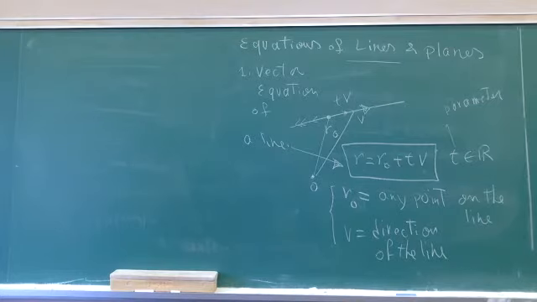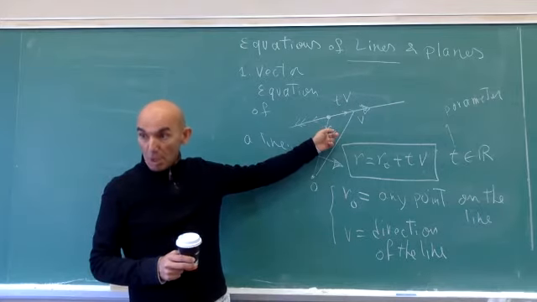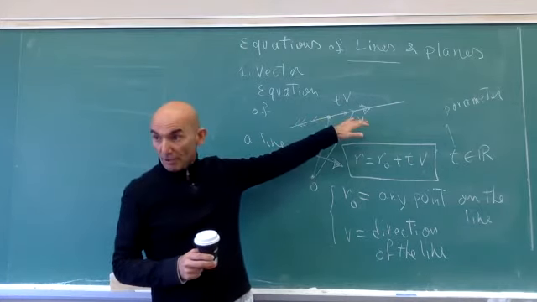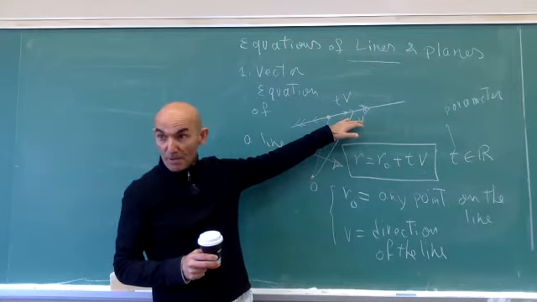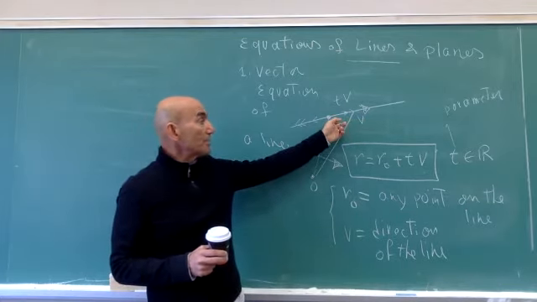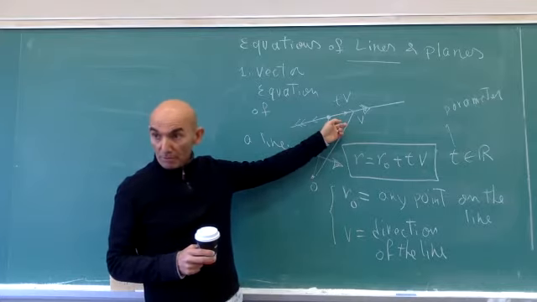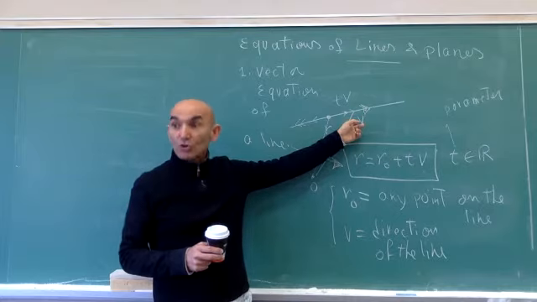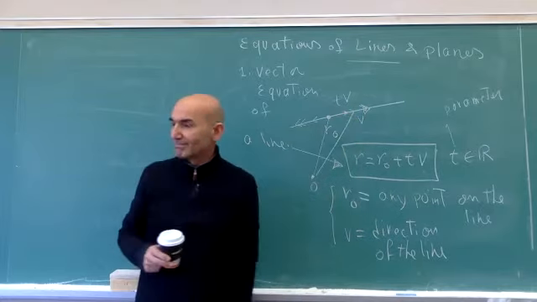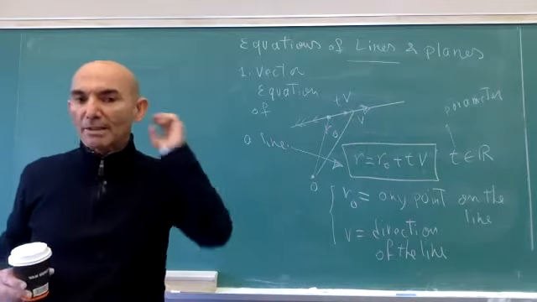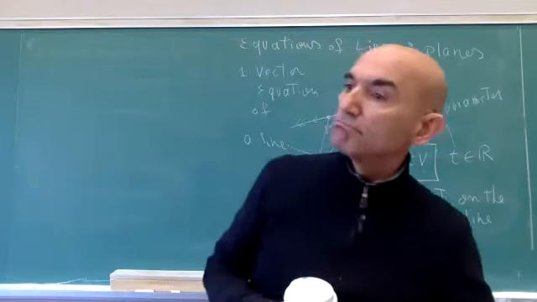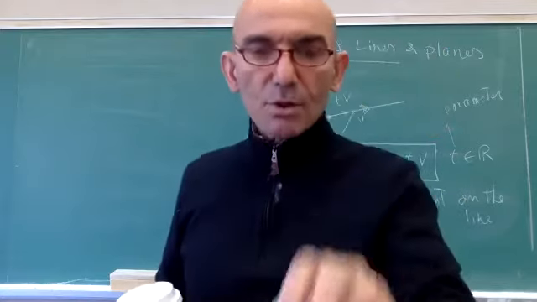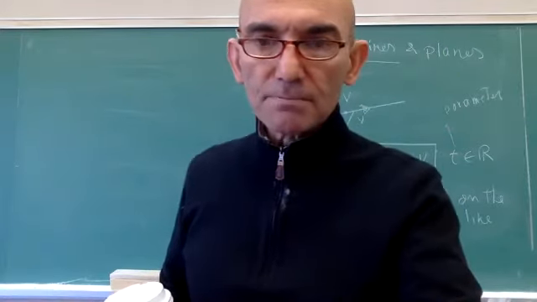But in 3D, just think about it in 3D. So the starting point is R0, exactly. But is that enough? No. You need also this direction V, right? So how many numbers are contained in R0? 3. And how many numbers are contained in V? Again, 3. So what you need is 6 numbers. So a line is completely specified by 6 numbers.